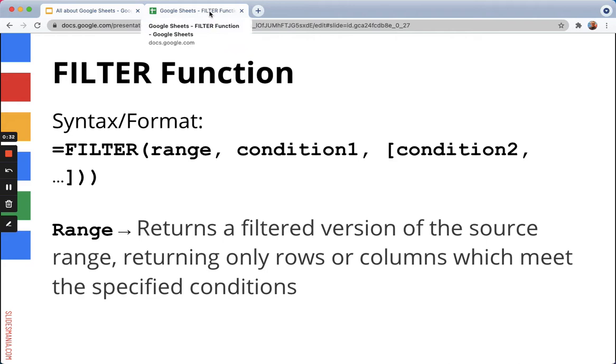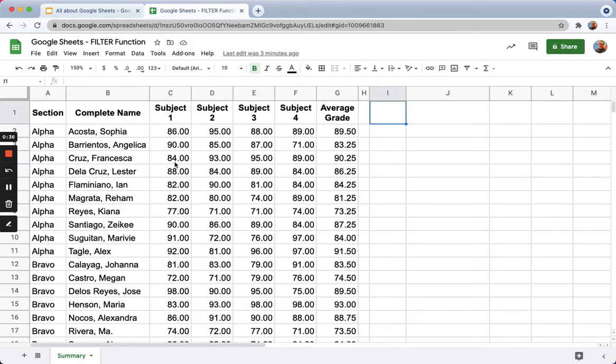To better understand how it works, let's give an example. So I have here the list of my students per section with grades from the first up to the fourth subject, and then we have the last column, average grade. So let's say I would like to get the list of achieving students, based on their average grades, wherein their grade is greater than or equal to 90.